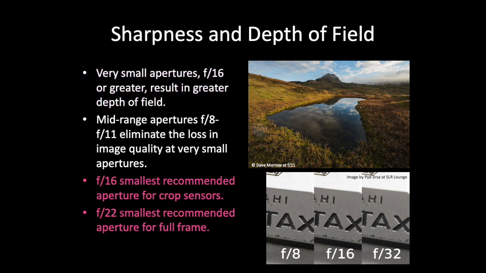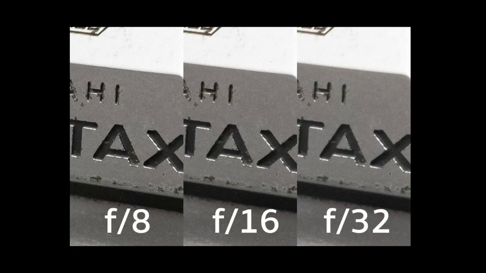However, in order to minimize loss in image quality, f16 is the smallest recommended aperture for crop sensors, and f22 is the smallest recommended aperture for full frame. In talking about sharpness, I'd like you to look at these three images here and notice how when we move from f8 to f32, we are losing sharpness or quality in the image. This is what I was talking about when I talked about the sweet spot of the lens. f8 to f11, you will get great sharpness.